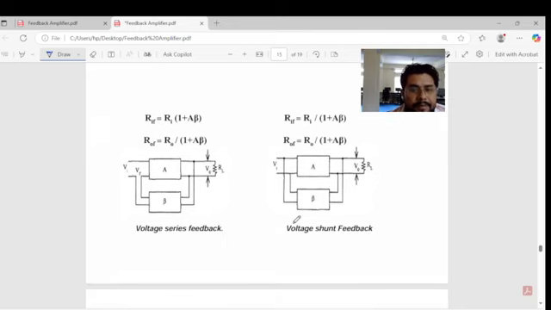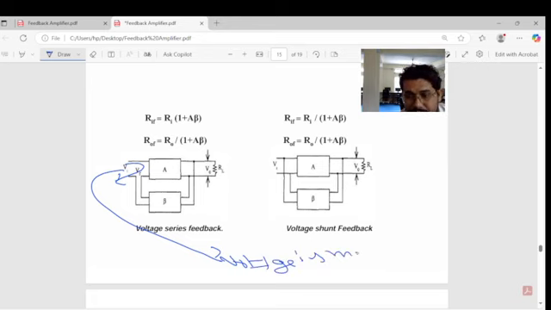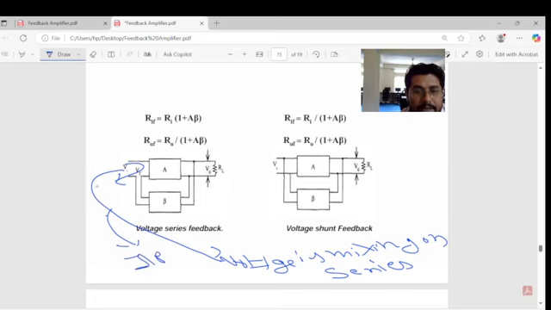Here in the voltage series amplifier, you can see that the voltage is mixing in series. Voltage is mixing on series. And here this is the input terminal. Voltage is mixing at the input terminal.